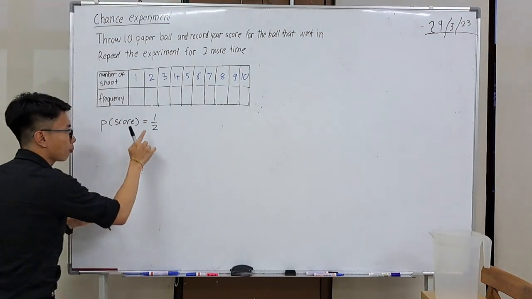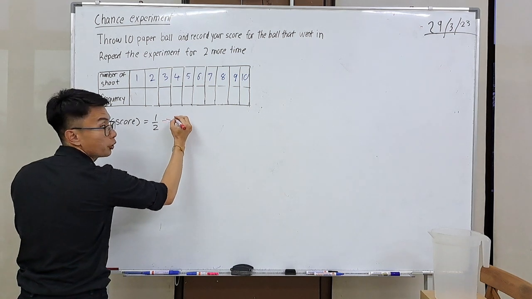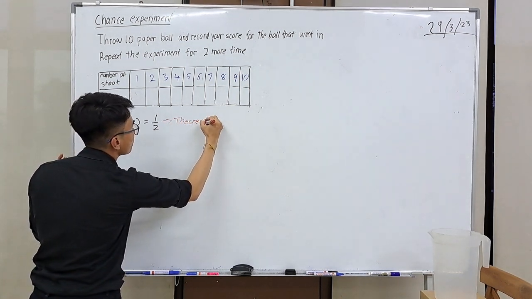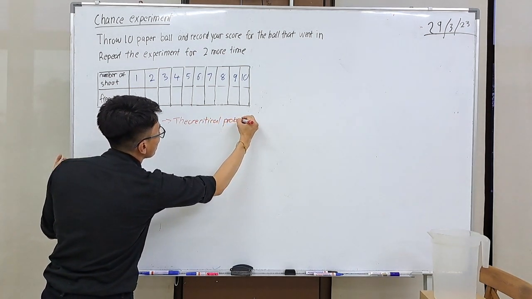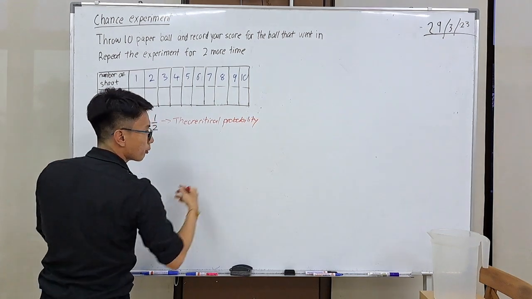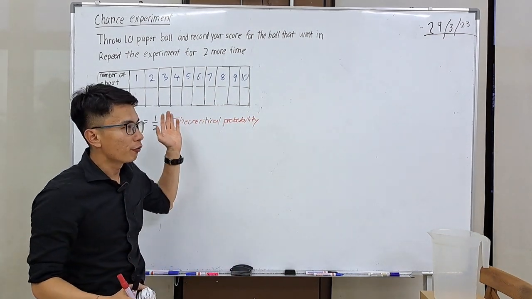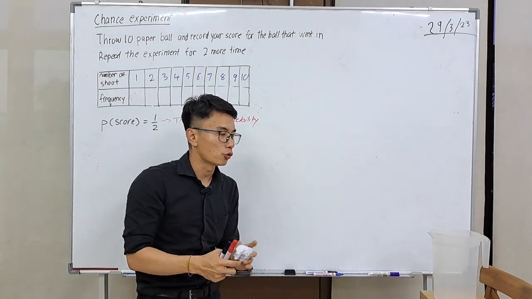So this probability that we see over here, it's what we call a theoretical probability. Okay, it is the probability that we assume that everyone will get. But to find if our probability is true or not, we have to conduct the experiment. So this is what I'm going to do, all right?